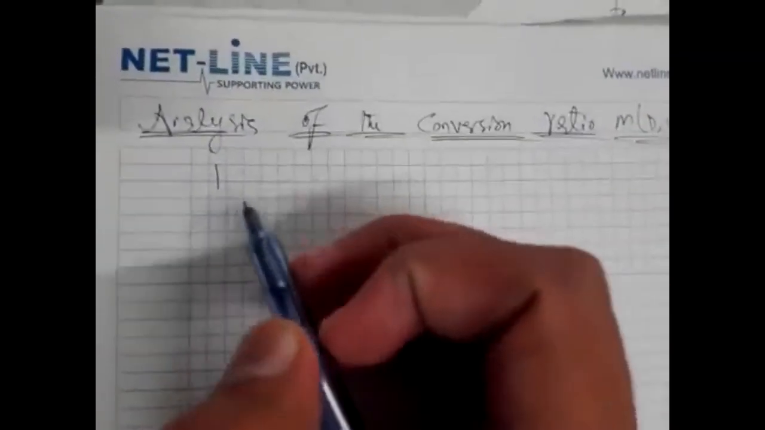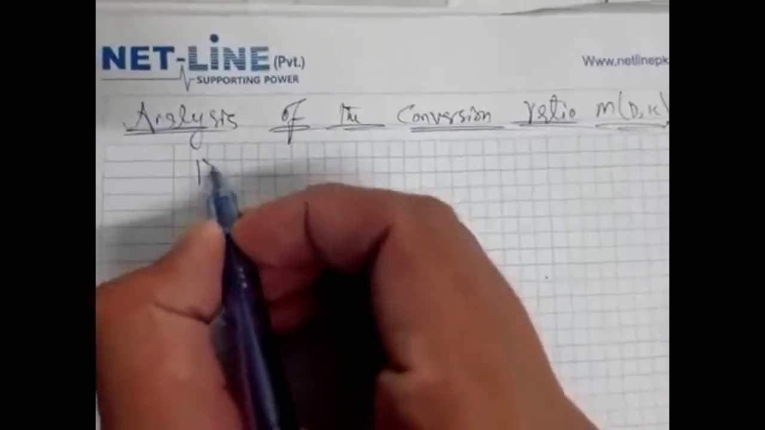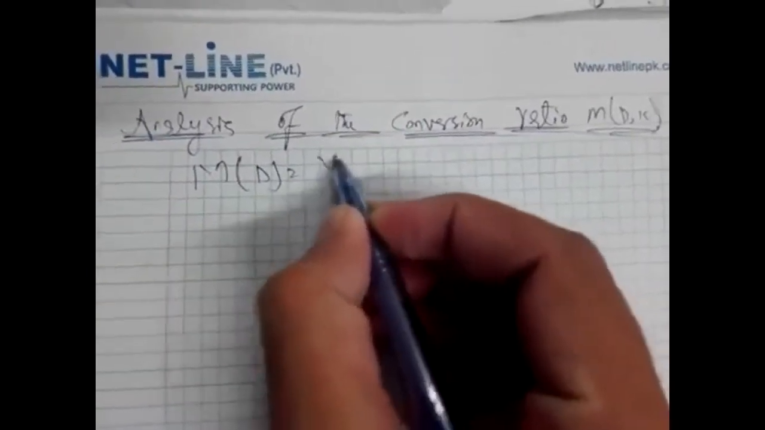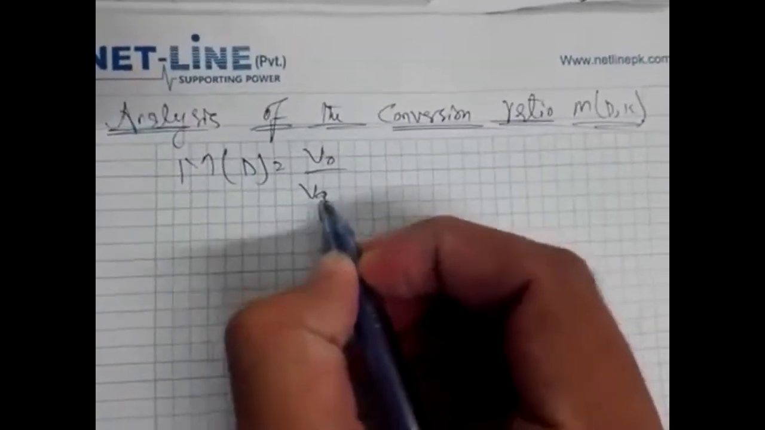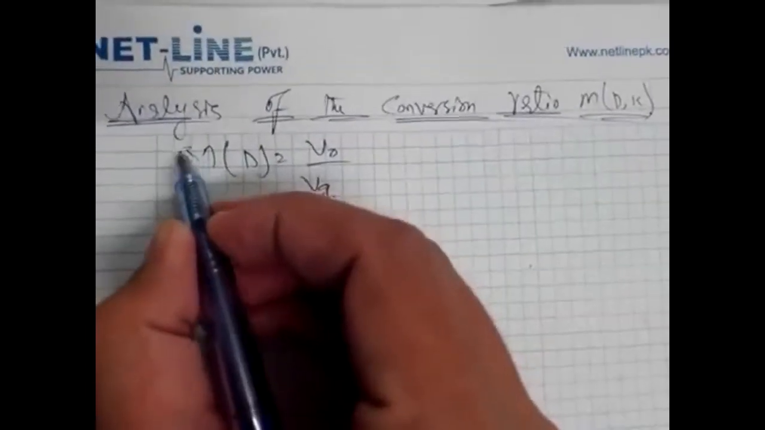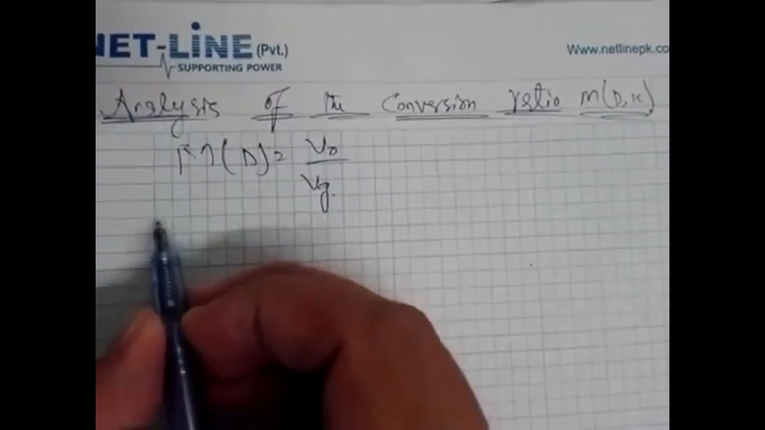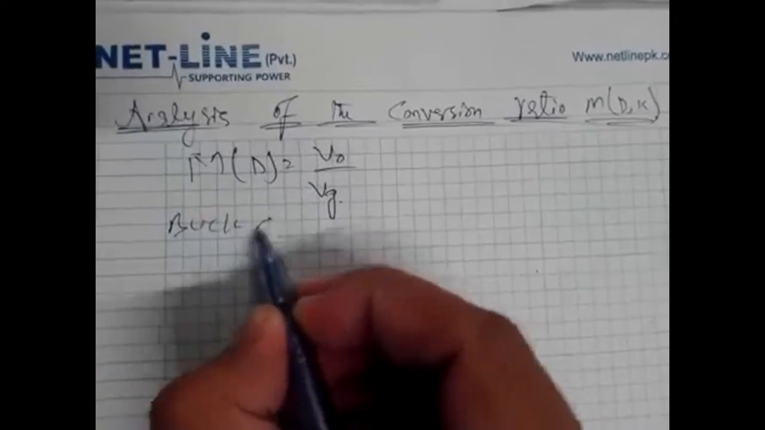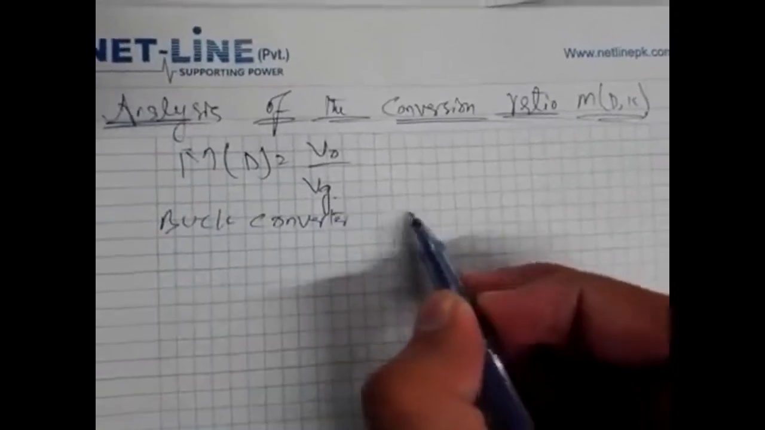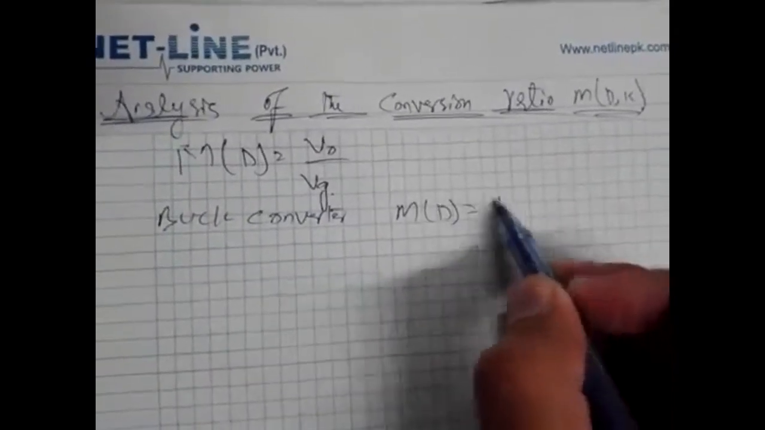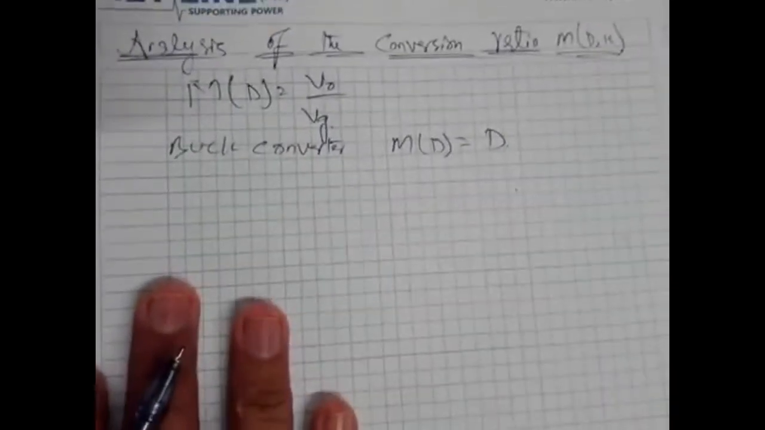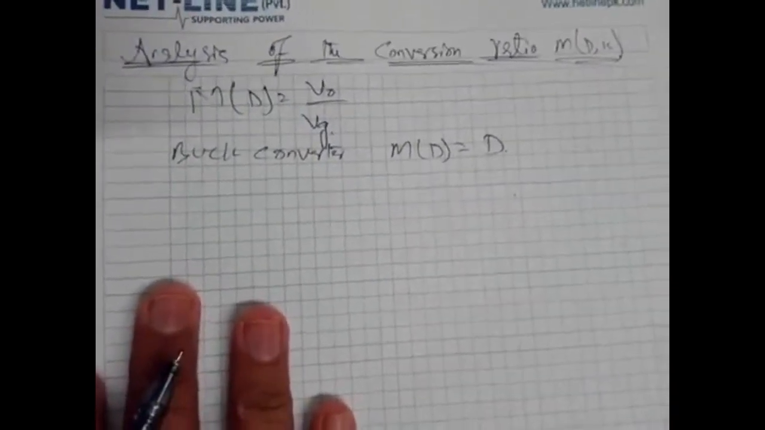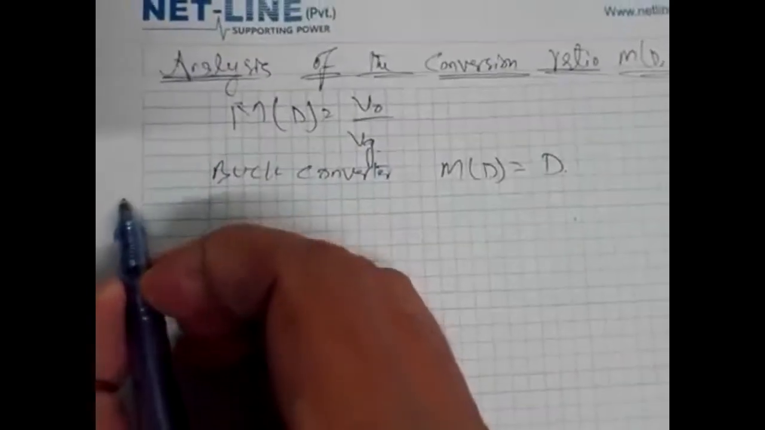Bismillahirrahmanirrahim. In today's video, we discuss the analysis of the conversion ratio M(D). As we know, the conversion ratio M(D) is equal to V naught by Vg, and we already derived it for the buck converter, in which M(D) is equal to D. Now here we derive it again for the buck converter, but for DCM.